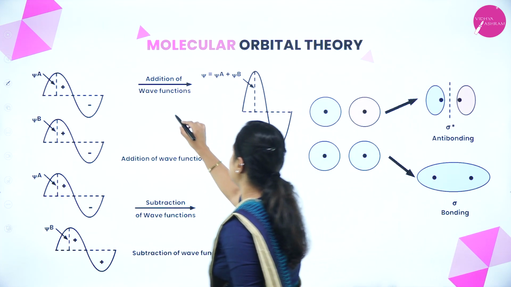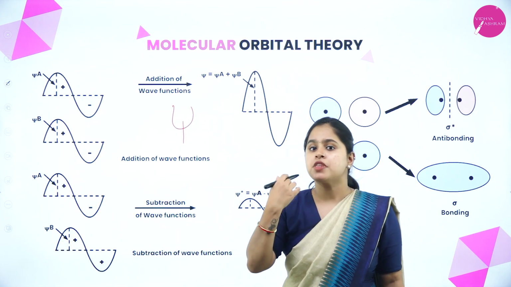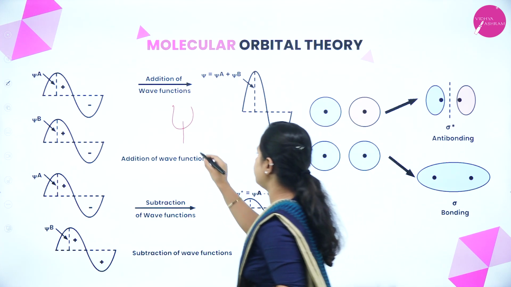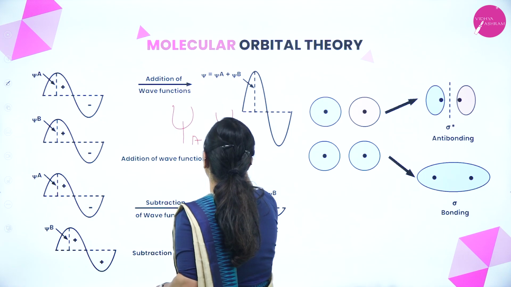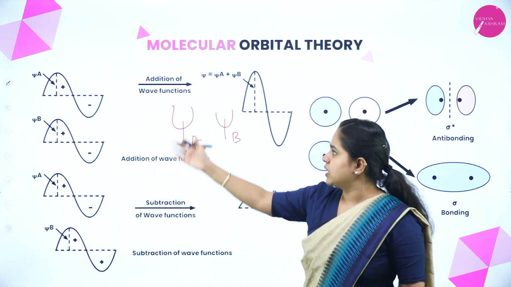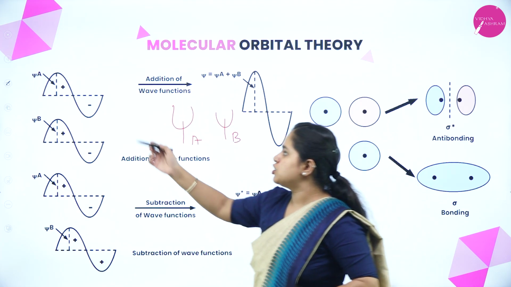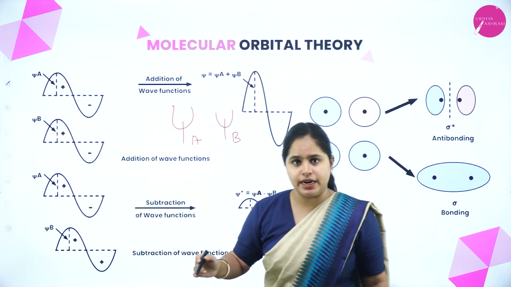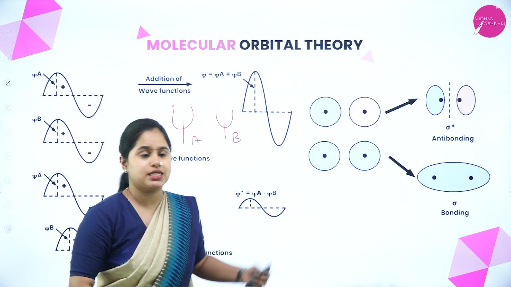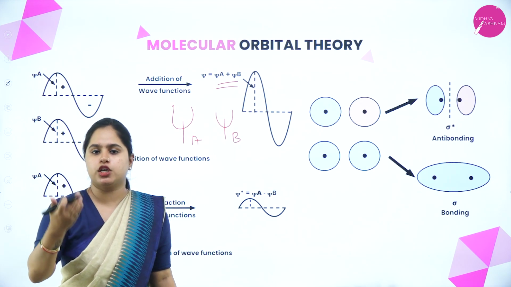We studied that the function psi is used to represent the atomic orbitals. If I consider the two atomic orbitals of atom A and atom B as psi A and psi B, they are two atomic orbitals. The wave function or the wave is shown here, as you can see. When the two waves are added, what happens? The overall one is psi A plus psi B. This psi A plus psi B represents the bonding molecular orbital.